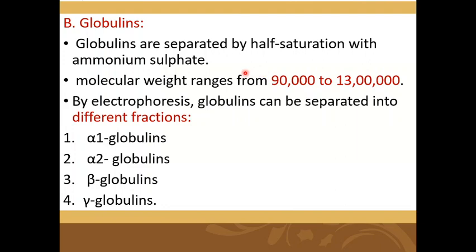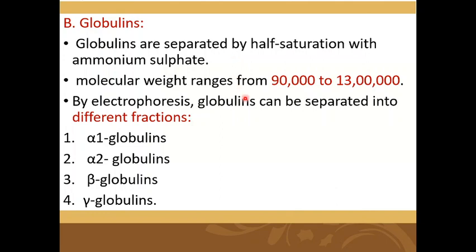Globulins are separated by half saturated solution, and I told you what is half saturated solution. That is, suppose you prepare 10 ml of full saturated ammonium sulfate solution. Out of these you take 5 ml and mix 5 ml with your test solution which is provided in the laboratory. So this will make up a half saturated solution and the proteins, the globulins, will be separated.